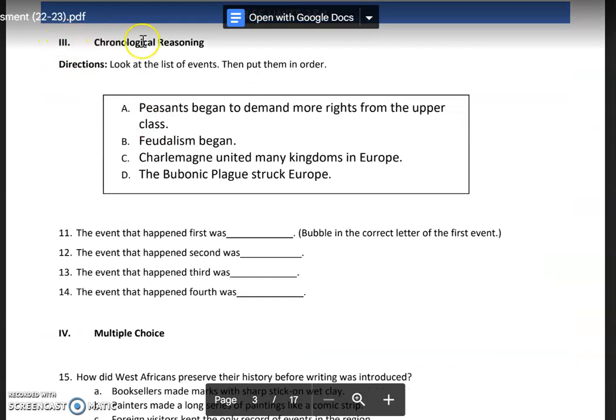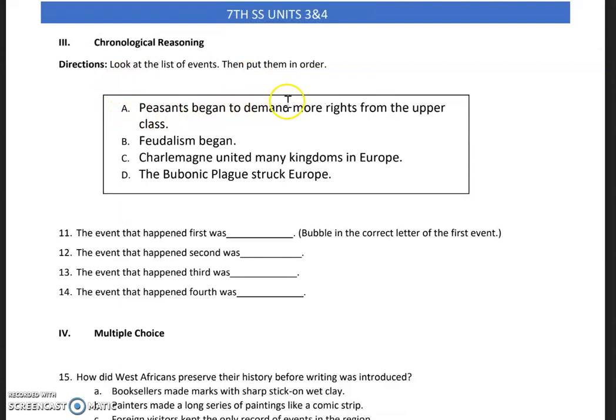Section 3, Chronological Reasoning. Directions. Look at the list of events, then put them in order. A. Peasants began to demand more rights from the upper class. B. Feudalism began. C. Charlemagne united many kingdoms in Europe. D. The bubonic plague struck Europe.